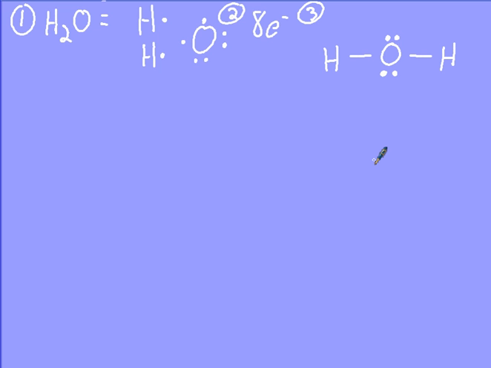So that's a very simple way of drawing water, and if you ever learn about VSEPR theory, you'll learn that that's not the proper structure to draw it, but we won't get into that just yet. So that's the Lewis structure. This comes out to be the Lewis structure for water. Just a very, very basic Lewis structure for water.